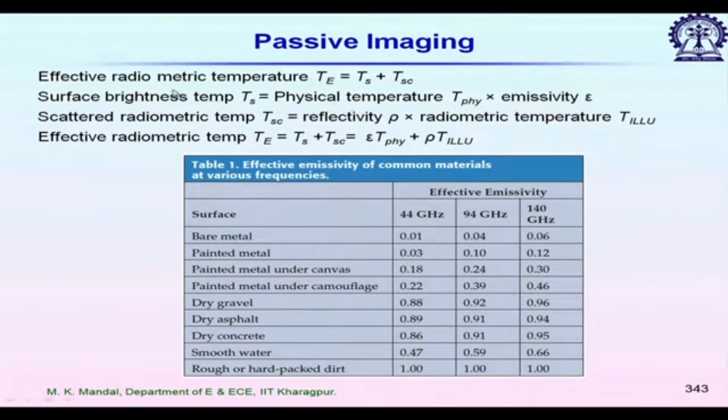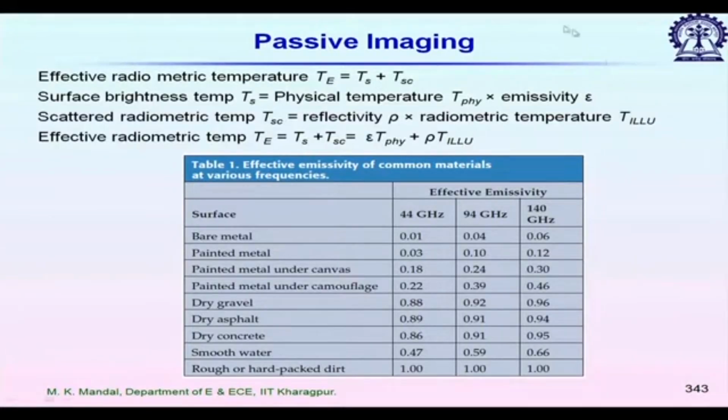Now, effective radiometric temperature. When we are forming any image, the received power is expressed in terms of some effective noise temperature T. If the effective received power varies, the effective noise temperature will vary accordingly. So we can form a two-dimensional image, and for good contrast, temperature sensitivity is also very important.